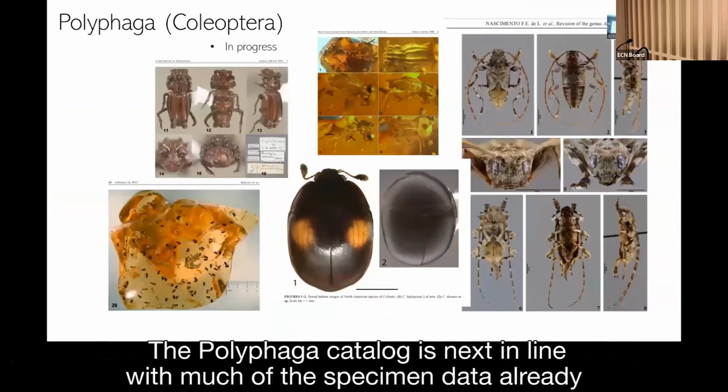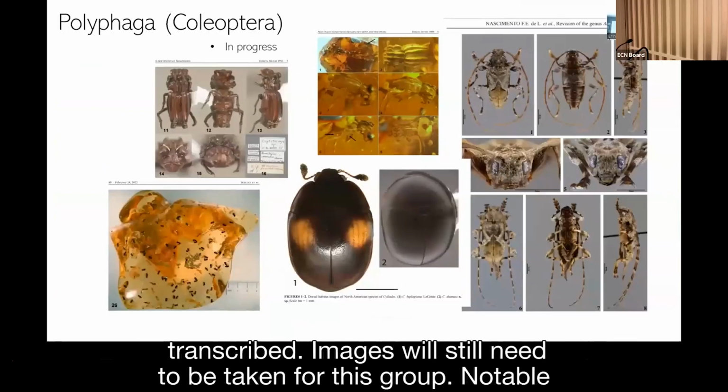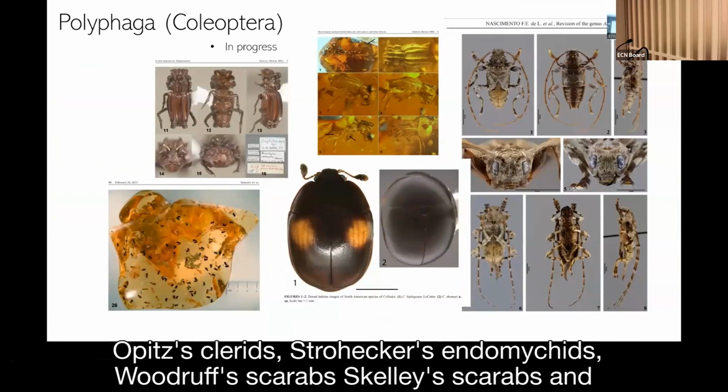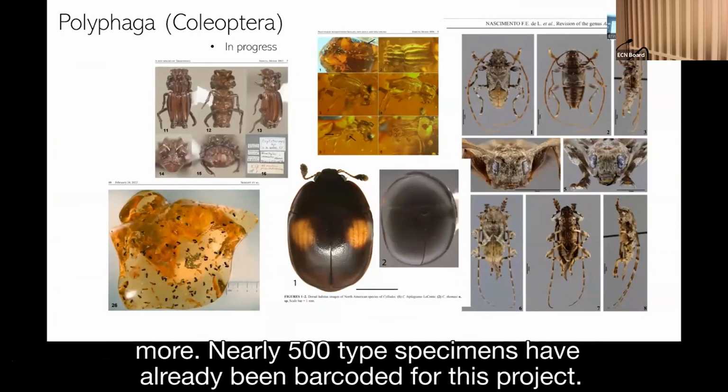The Coleoptera catalog is next in line with much of the specimen data already transcribed. Images will still need to be taken for this group. Notable contributions to the FSCA type material include Giesbert's and Wappus's cerambycids, Opitz's clarids, Strohecker's endomychids, Woodruff scarabs, Skelley scarabs, and more. Nearly 500 type specimens have already been barcoded for this project.